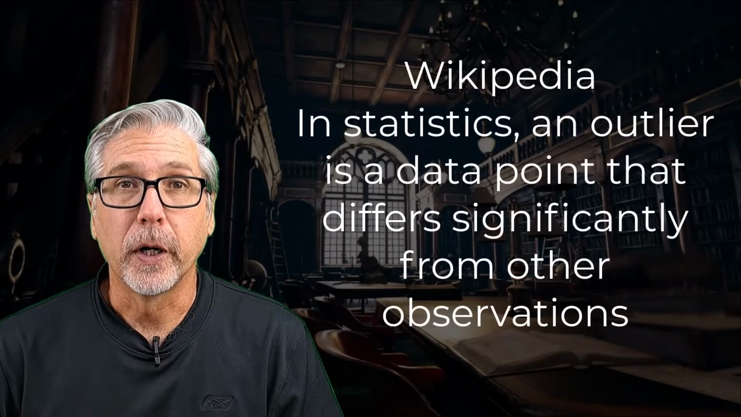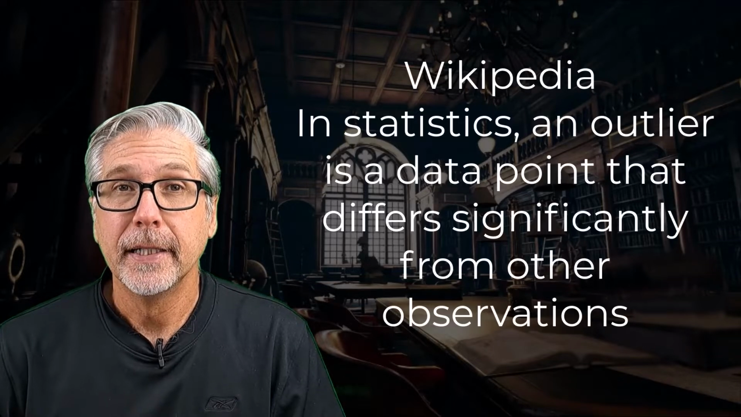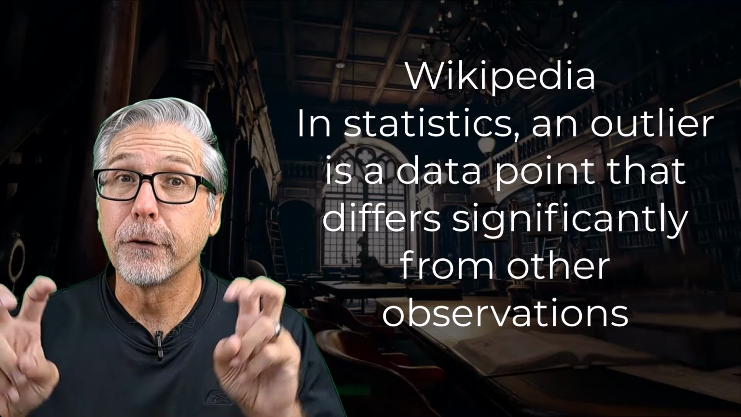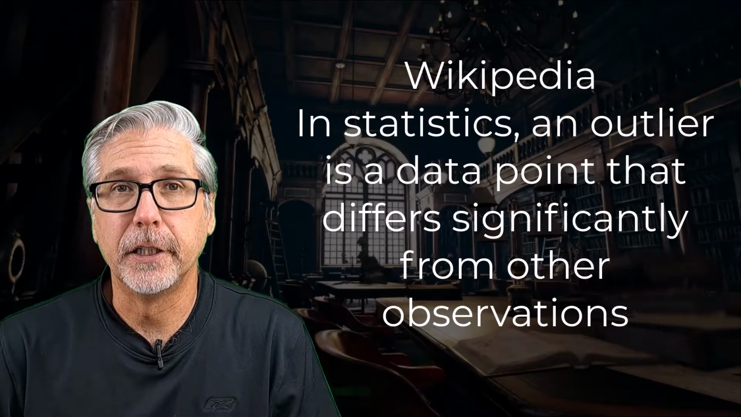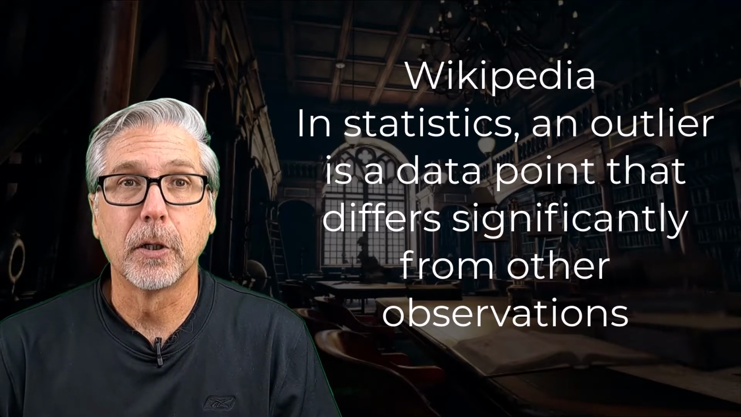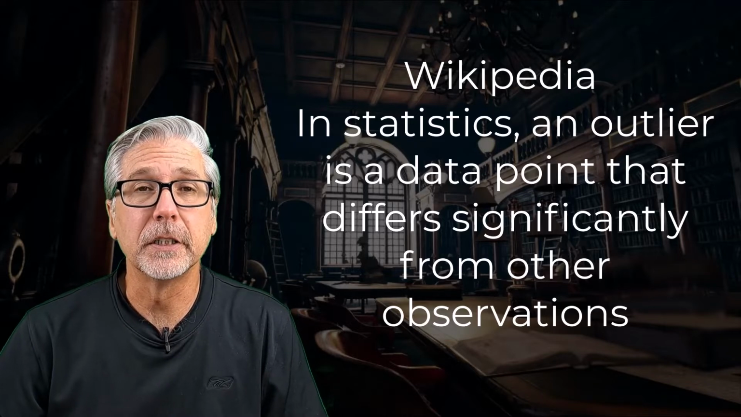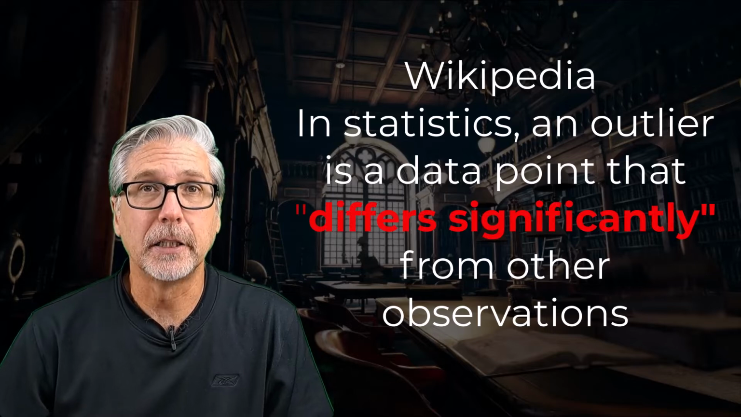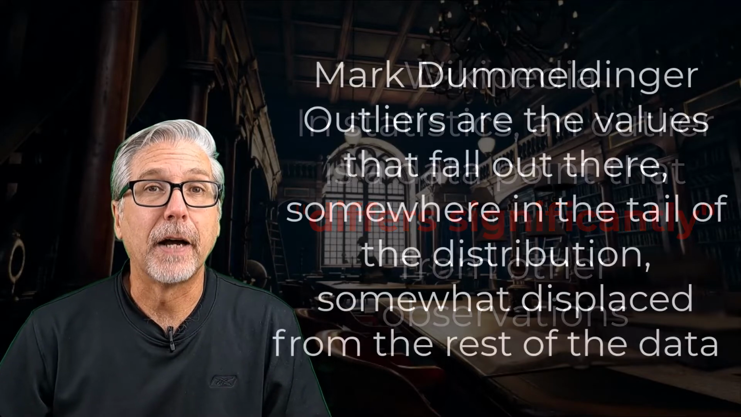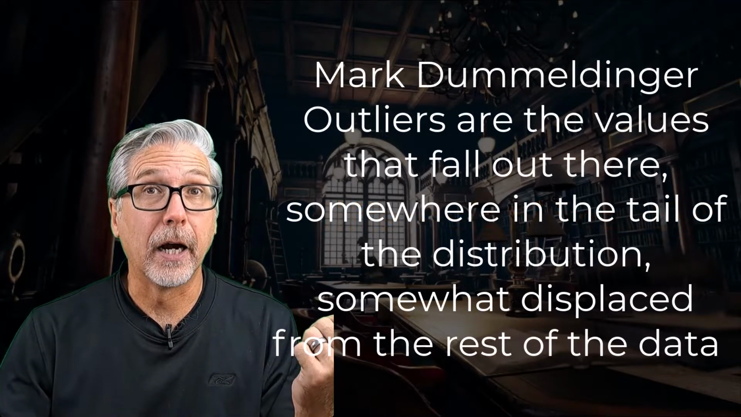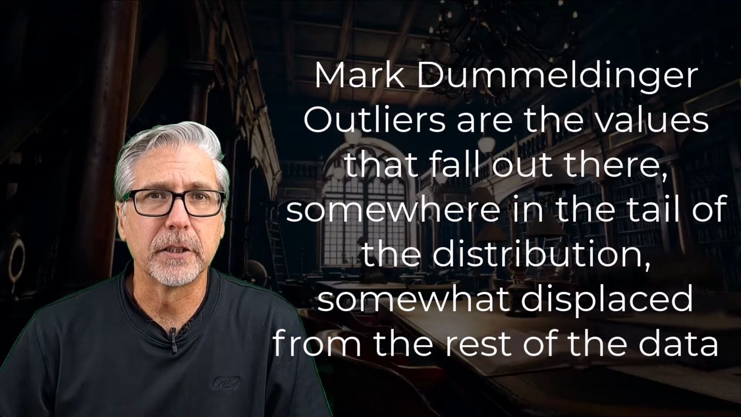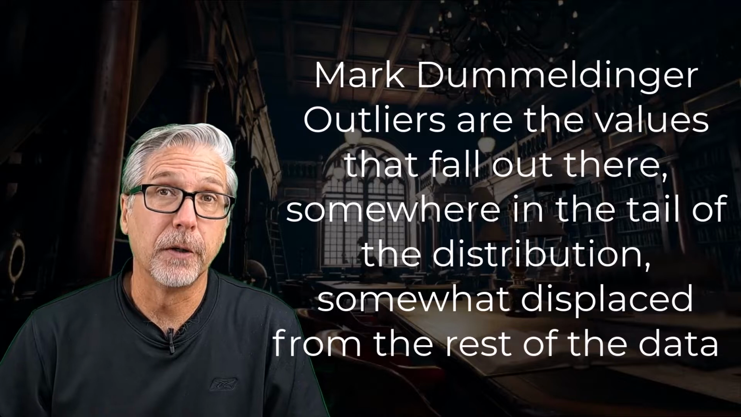Now let's take a look at outliers. We begin with the definition. Wikipedia defines outliers this way. In statistics, an outlier is a data point that differs significantly from other observations. Others define it similarly. Sounds simple enough, but there's no consensus on what differs significantly means. So I'm going to give you my take on the topic. Outliers are the values that fall out there, somewhere in the tail of the distribution, somewhat displaced from the rest of the data. Still pretty murky, right?